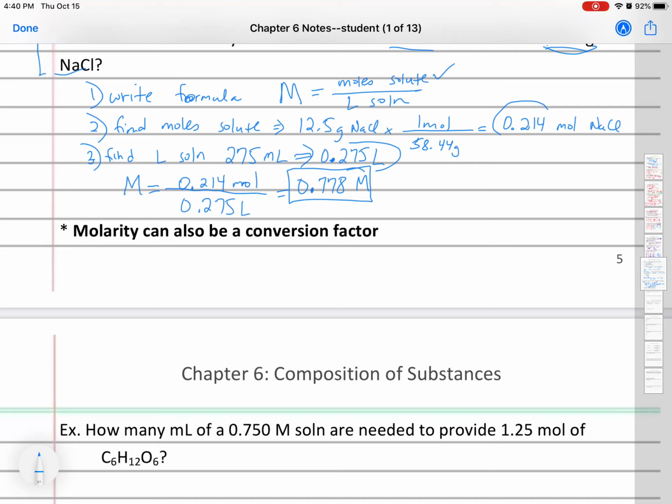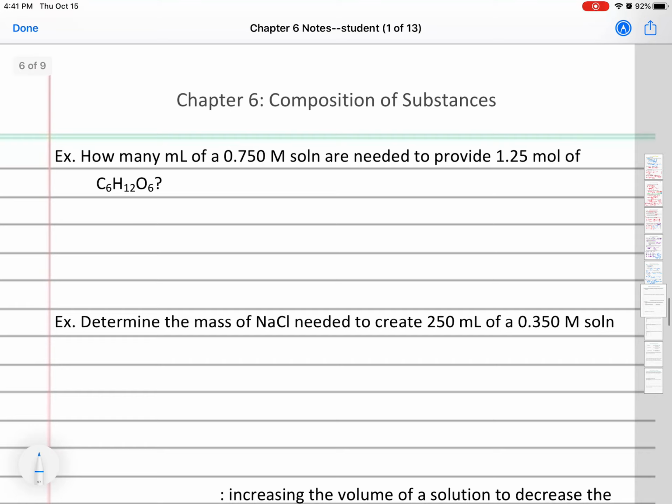All right, molarity can also be a conversion factor. We can use it in a problem as a conversion factor because we can use it in those units of moles per liter, or we can flip that in liters per mole. So just like molar mass, grams per mole, is used a lot as a conversion factor, molarity, concentration, can also be used as a conversion factor. Let's do some more practice problems.